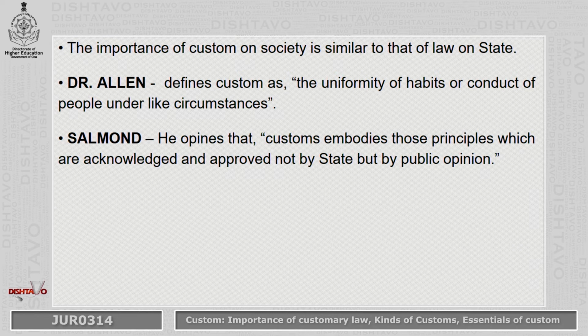Students, we have another important definition at this juncture. Dr. Allen defines custom as the uniformity of habits or conduct of people under like circumstances. The next definition that we will see is that of Salmond. Salmond opines that custom embodies those principles which are acknowledged and approved not by the state but by the public opinion.